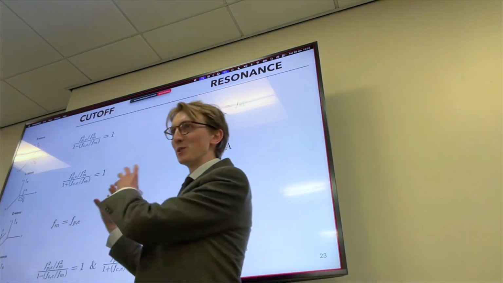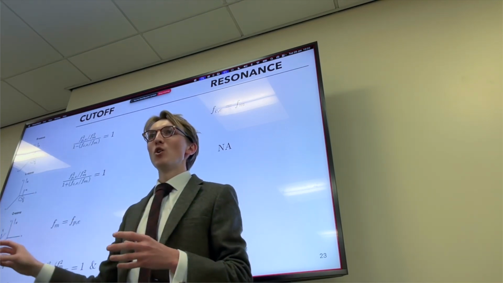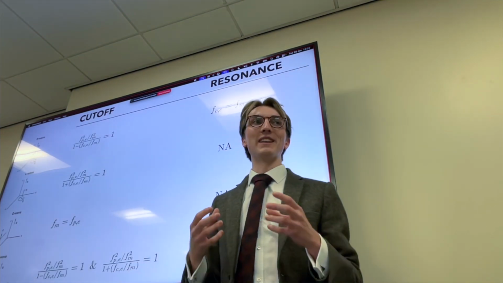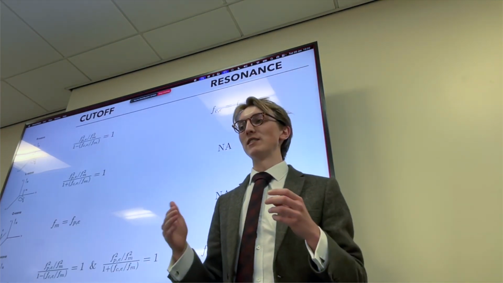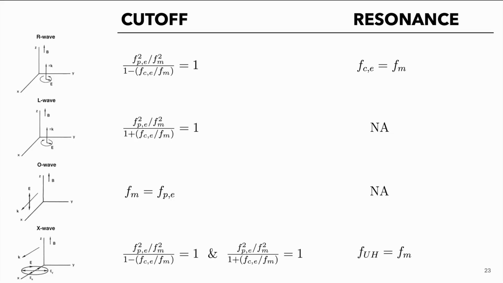Now, cutoff is bad, we don't want this. This is when the microwaves are reflected or dissipated in the plasma. And resonance, this is what we want. This is when the microwaves resonantly heat the plasma and impart energy into it. And we can see here that the L wave and the O wave don't have a resonance condition, so we can ignore these. These aren't useful for us. So we want to concentrate on the R wave and the X wave.